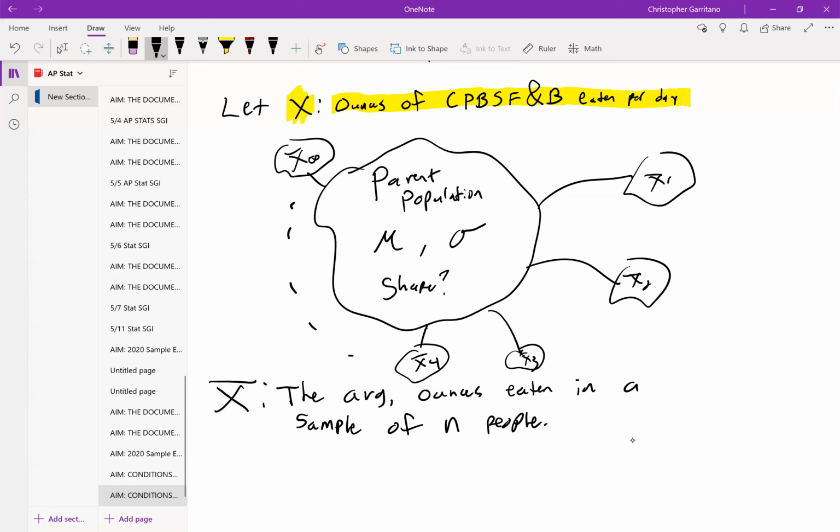Of course, these X bars are not all going to be exactly the same. Why? Because each sample is going to contain different people, right? So some X bars are going to be higher, some X bars are going to be lower. The amazing thing is, though, as long as certain conditions are met, we know exactly what the shape of the distribution and what the center and what the spread of the distribution of X bars will be.